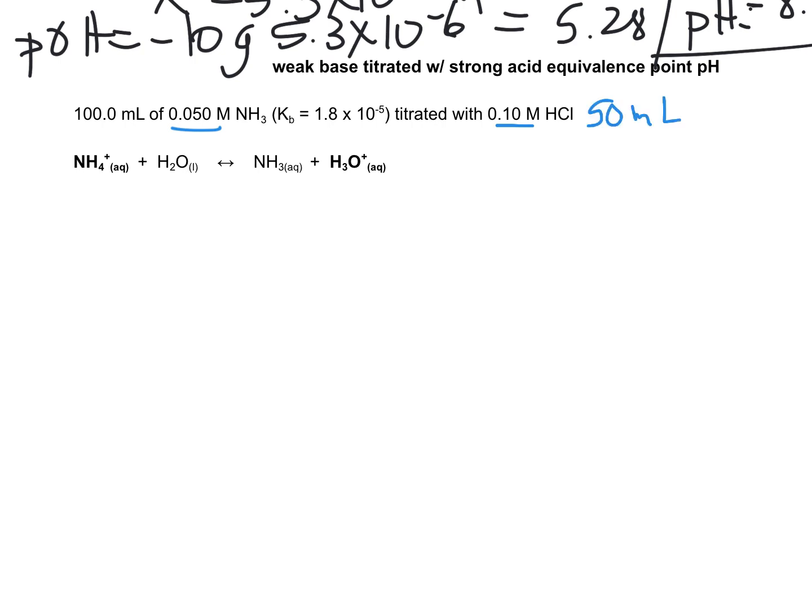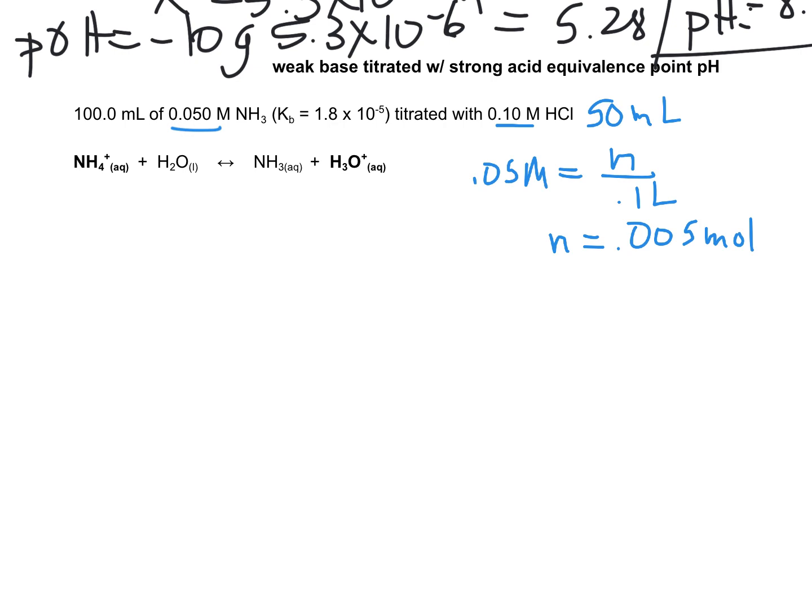That will be important, of course, when we go to figure out our total volume. But first, let's find our number of moles. So 0.05 molar, 100 milliliters, which is 0.1 liters, gives us, once again, 0.005 moles. And we're going to take that number of moles and divide it by the total volume to get the concentration of ammonium that's in our ammonium chloride salt.